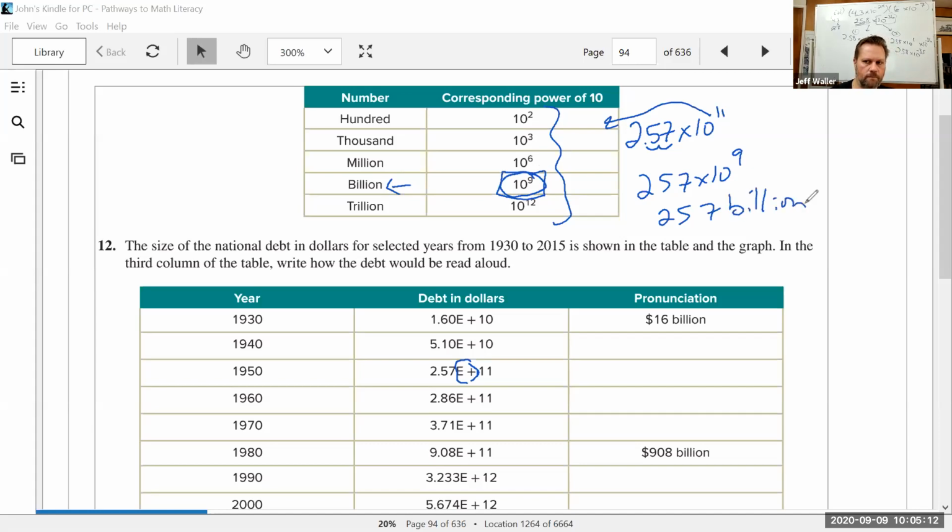So this is a problem where you're doing math, so that kind of sucks, but it's also talking about how much money America owes and how it's going up and up and up. So that sucks also. So it's like a double whammy. So I am sorry.